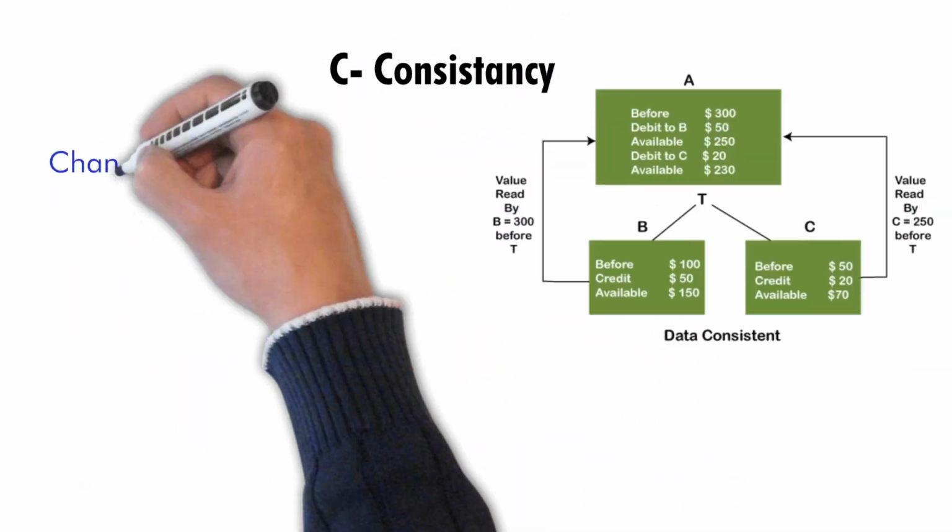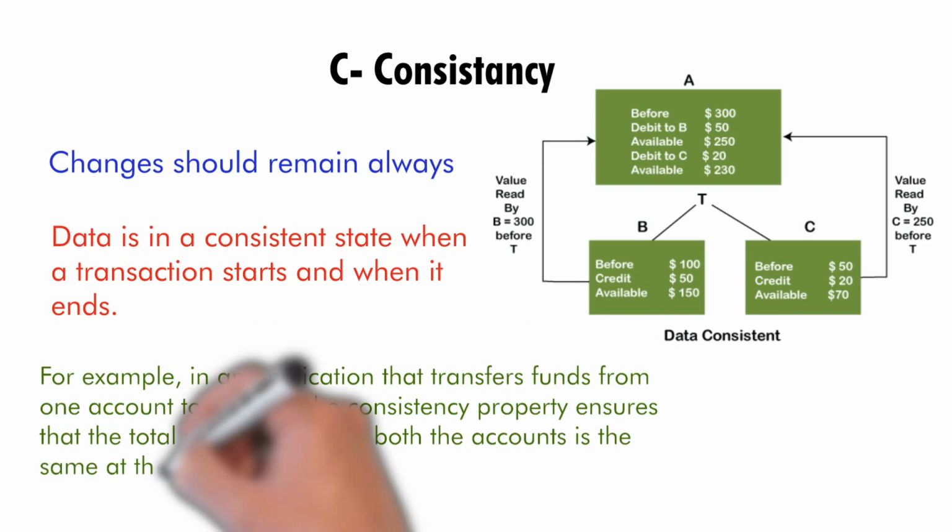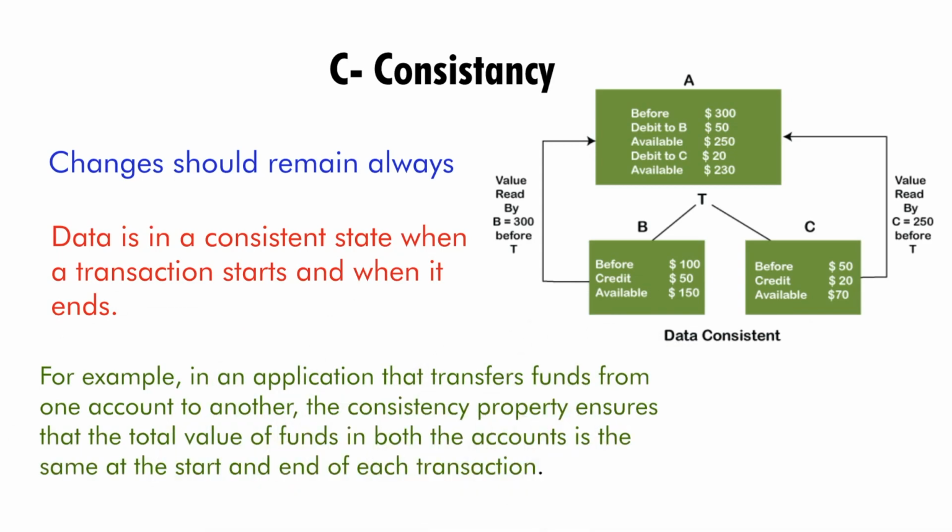Next is C for consistency. Consistency means the data should always remain in a consistent state. Data should be in a consistent state when the transaction starts and when it ends. Let's see consistency with this example. Suppose A wants to send 1000 rupees to B. A currently has 3000 rupees in his account and B currently has 1000 rupees in his account.